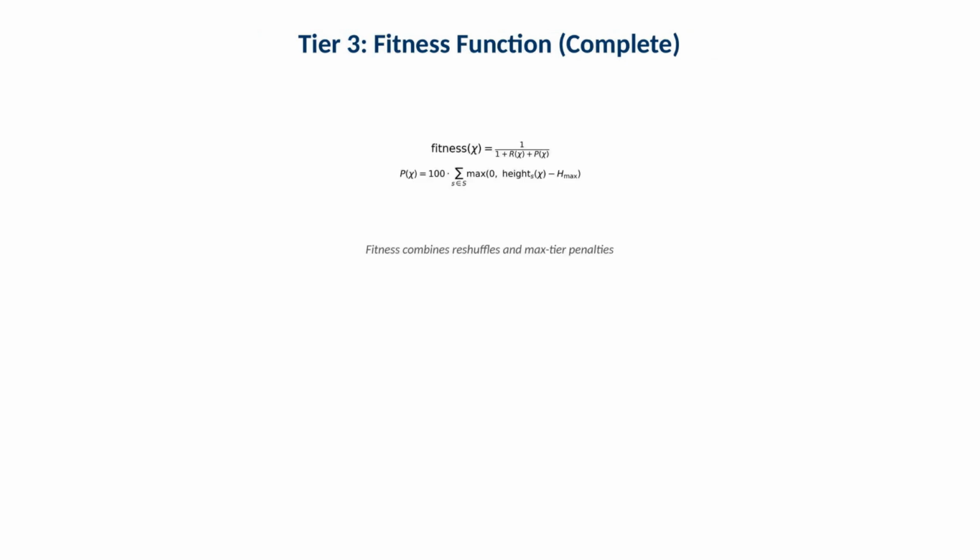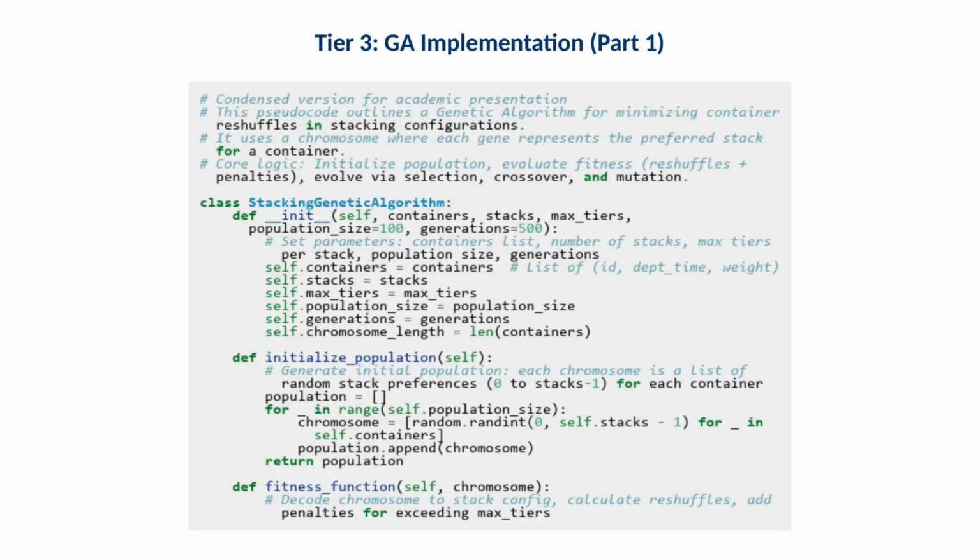Fitness must align with terminal goals. A typical fitness function heavily penalizes reshuffles and also penalizes unstable or highly imbalanced stacking patterns. If fitness is misaligned, the algorithm will optimize the wrong behavior, so defining fitness is the most important design choice in Tier 3. This code section initializes the population and computes fitness for each candidate.